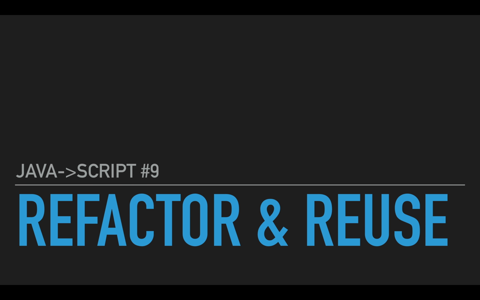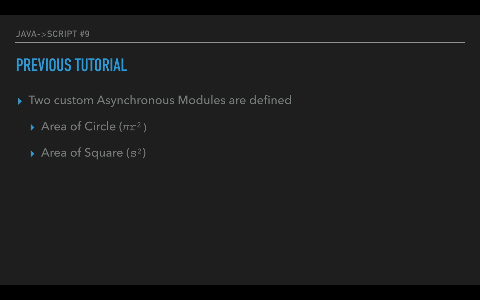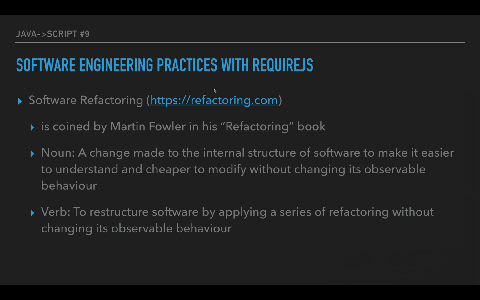Java to JavaScript lesson number 9, Refactor and Reuse. In the previous tutorial, we defined two new custom asynchronous modules. The first one is to calculate the area of a circle, and the second one is to calculate the area of a square. In this tutorial, we are going to talk about some software engineering practices by using RequireJS.